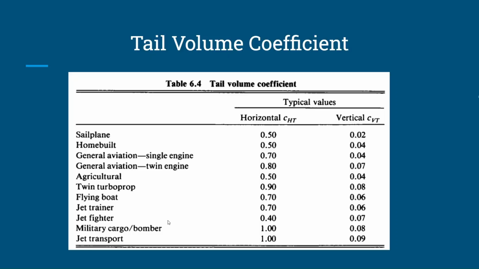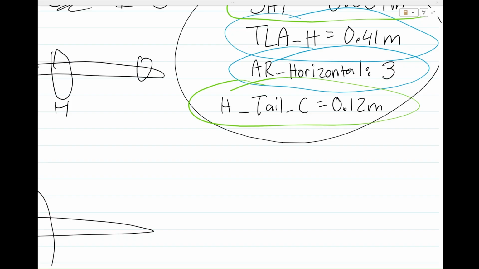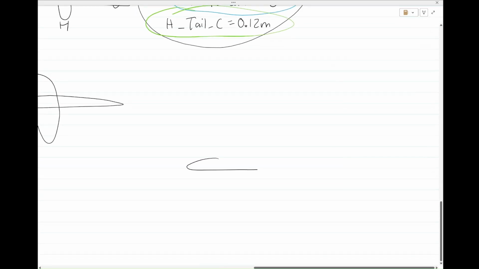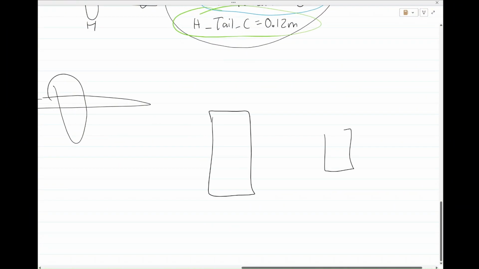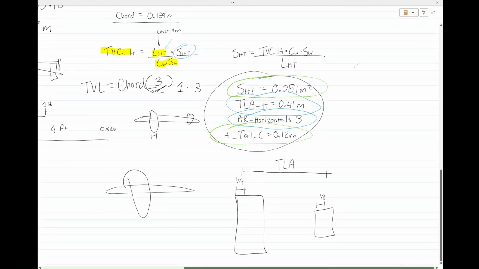What I would also like to mention is that tail lever arm isn't just the rear of your wing to the front of your tail. It is actually, let's look at our plane from above. This will make it easier. There's our wing, there's our horizontal tail. A quarter chord in and an eighth chord in here. This is actually your tail lever arm distance. That makes CADing kind of annoying sometimes, but that is what that distance is. So let's keep that in mind as well.